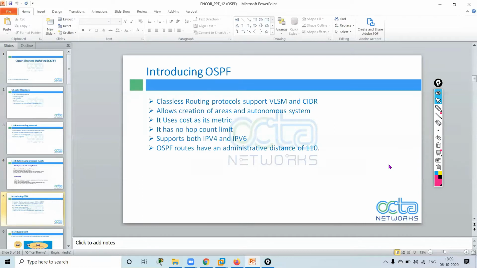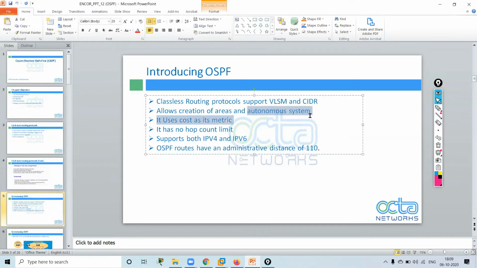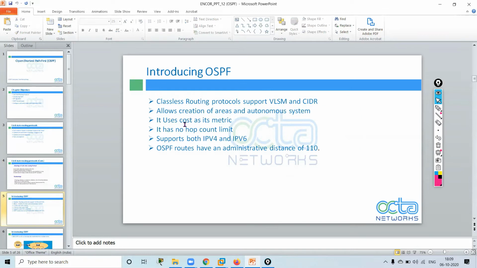Now let us take an introduction to OSPF. It is a classless routing protocol, supports VLSM and CIDR, and allows creation of areas and autonomous systems. It uses cost as its metric. It has no hop count limit. It supports both IPv4 and IPv6. OSPF routes have an administrative distance of 110.